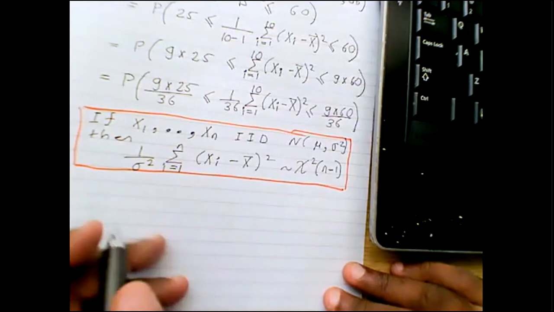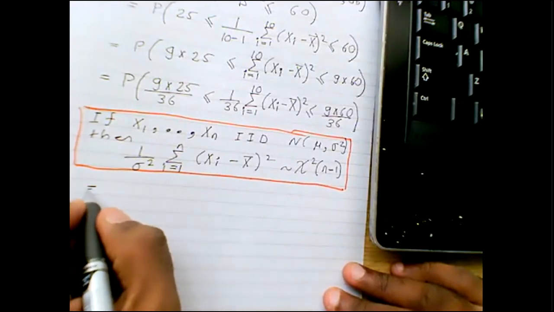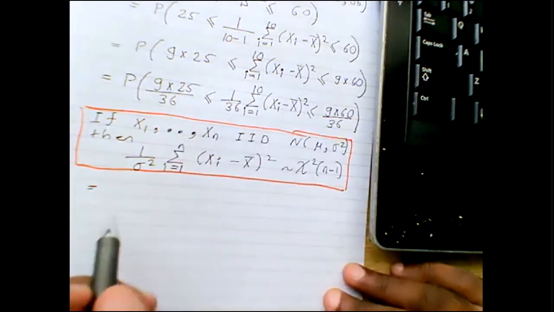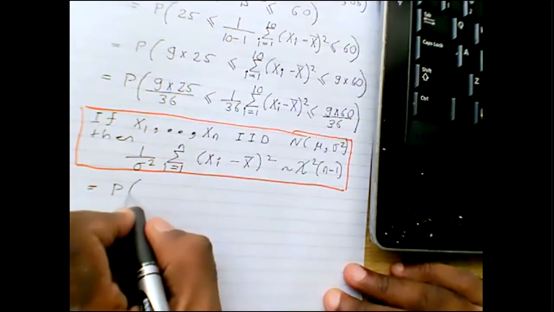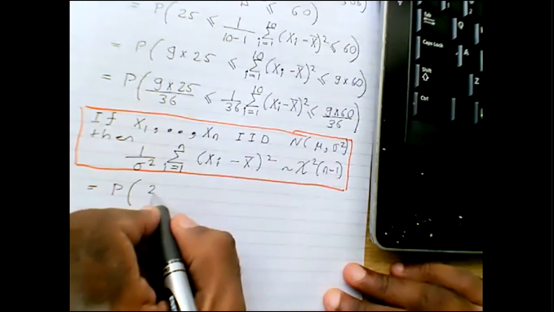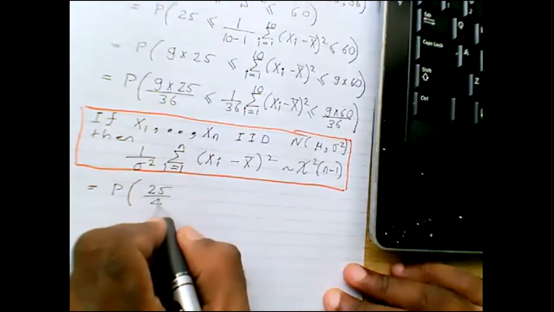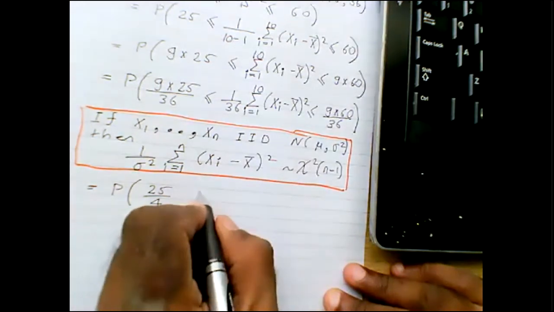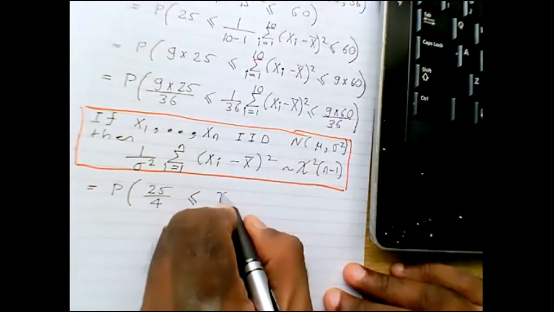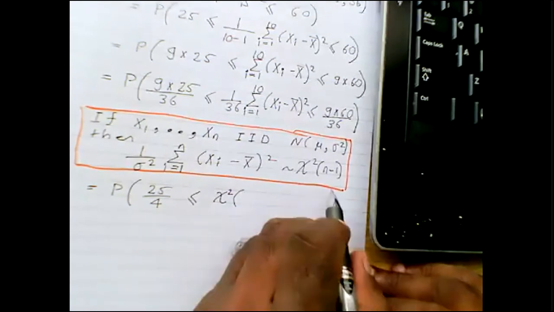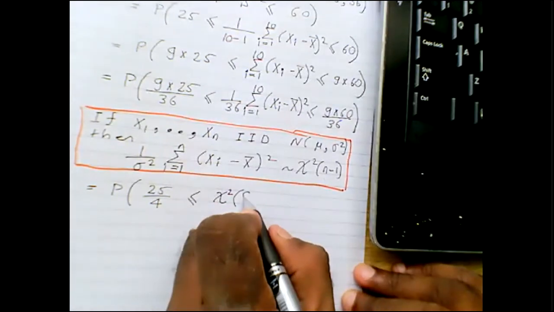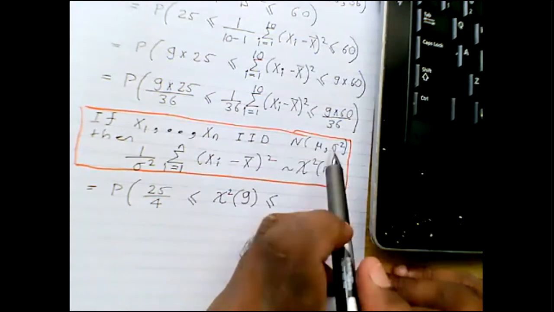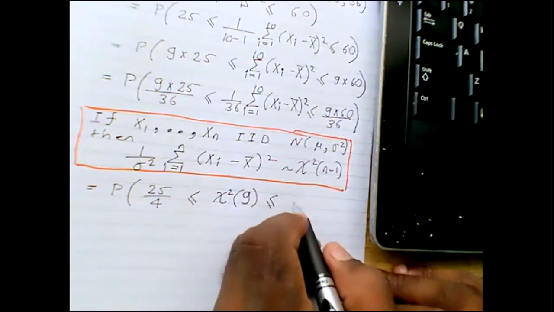Okay, so using this property, this line here can be written as, this simplifies to 25 by 4, right? Less than or equal to chi squared with n minus 1. N is 10, so this is going to be 9. And this guy here simplifies to 15.